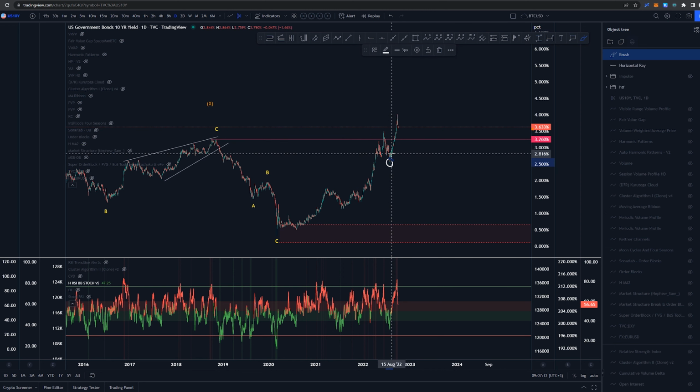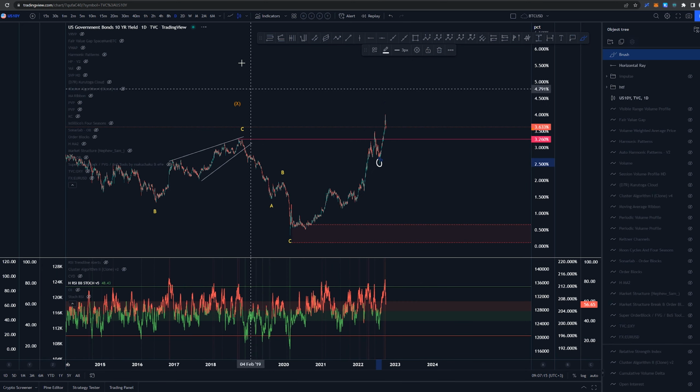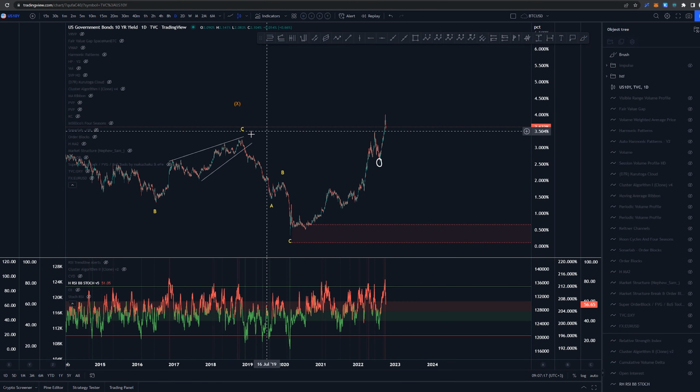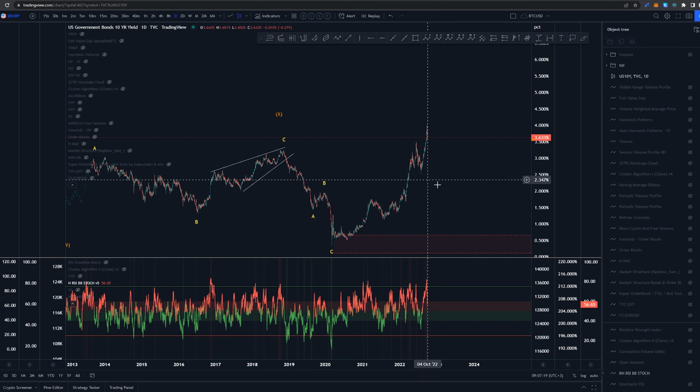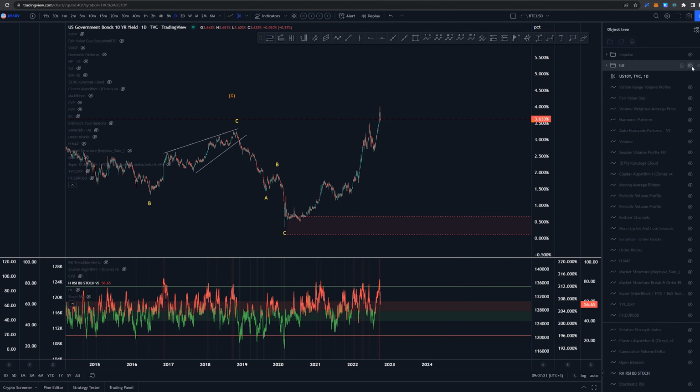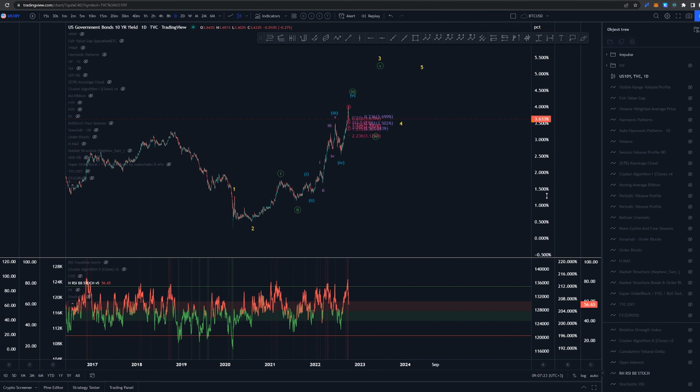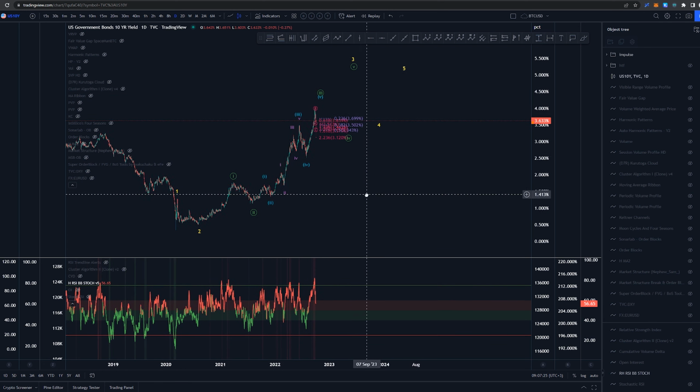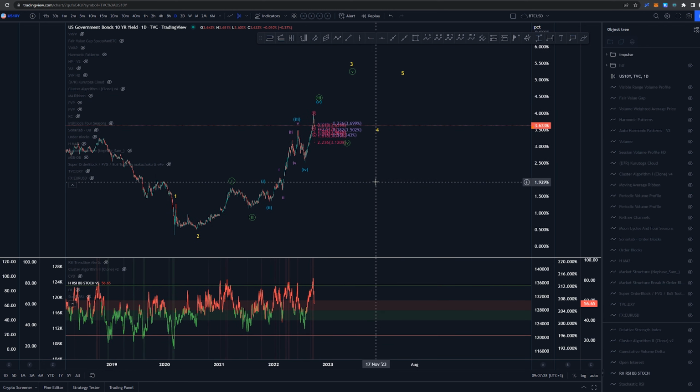And as well, basically on a higher time frame, we would be looking for other significant breaks. But let's not focus on that. Let's focus on the current count that we have here, and this does feel impulsive.